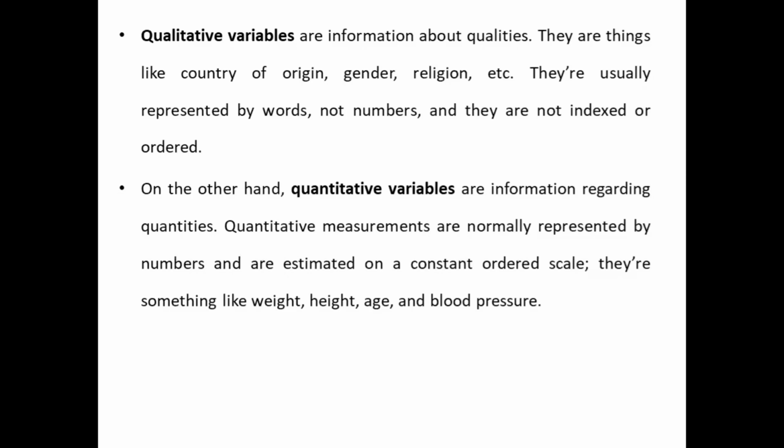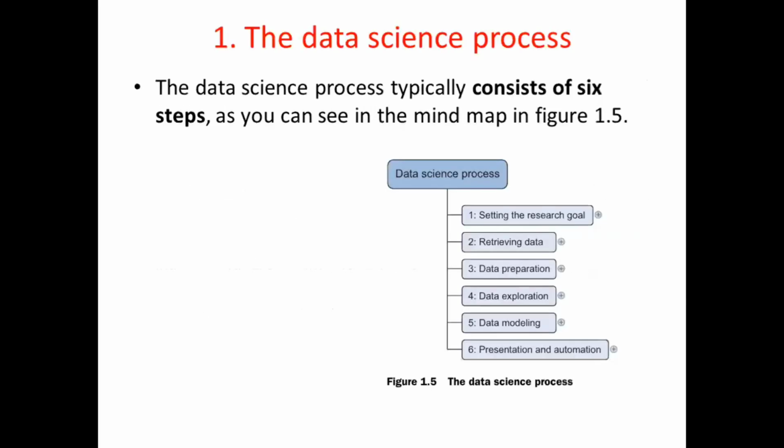On the other hand, quantitative means information regarding quantity. Quantitative measures are normally represented by numbers and are estimated on a constant ordered scale. They are things like weight, height, age, and blood pressure. I hope you understand now what a qualitative variable and a quantitative variable are. Qualitative means we are representing by using words, like gender, religion, right? And quantitative is some measurement, some numbers. We are measuring using some number. So this is the data. We are measuring the data in two ways, qualitative and quantitative.